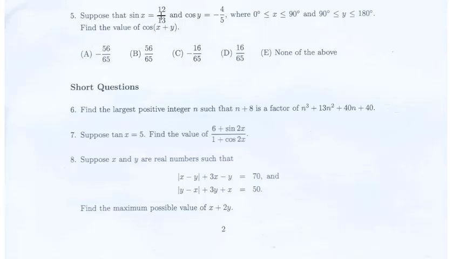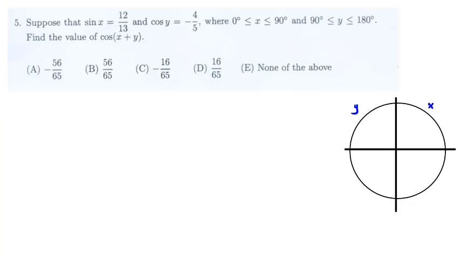SMO 2019 Senior Section First Round, Problem number 5. Suppose that sine x equals 12 over 13 and cos y equals negative 4 over 5, where x is between 0 and 90 degrees, 0 less than or equal to x less than or equal to 90, and y is greater than or equal to 90 degrees and less than or equal to 180 degrees. Find the value of cos(x plus y). Now here we say, okay, x is in this quadrant, y is in this quadrant because of this.